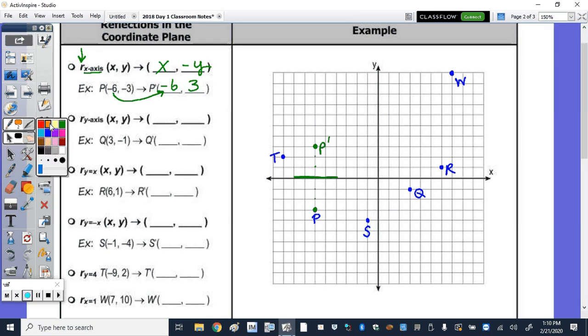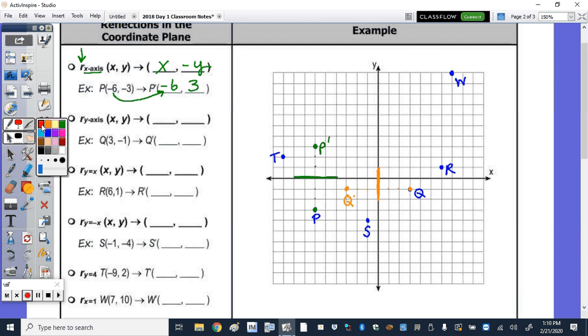Now we're going to take Q and reflect it over the y-axis. So here's Q, here's the y-axis, and from the y-axis we count 1, 2, 3 to Q. So count left, 1, 2, 3. And here's the image of Q, or Q prime.